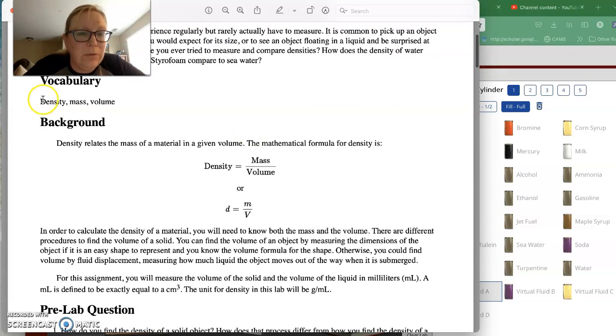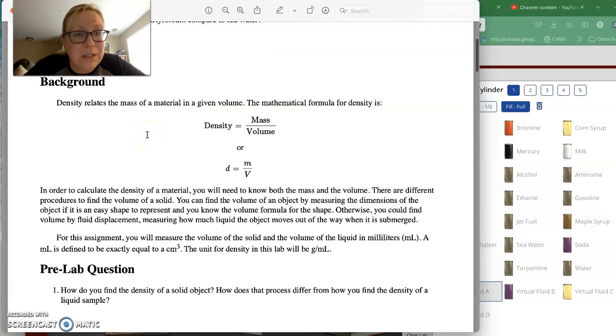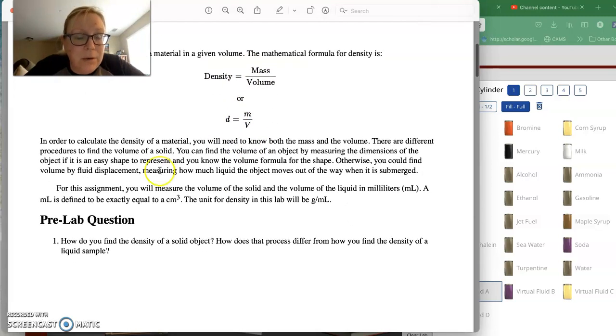What we're going to look for here and really investigate is density, mass, and volume. As we mentioned in the class, we can calculate density by taking the mass and dividing by the volume. You can see density equals mass over volume here, and you can also see the symbols that are used to represent both mass and volume. To calculate the density of a material, you need to know both the mass and the volume. And there are a lot of different procedures to find the volume of a solid.